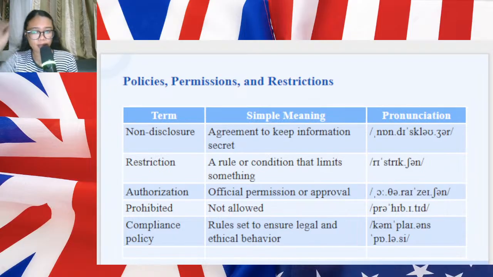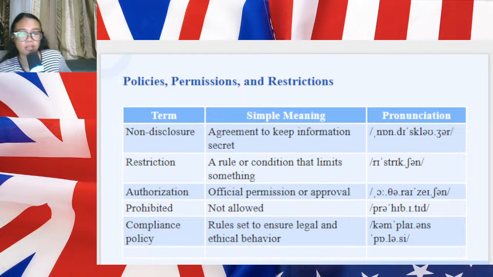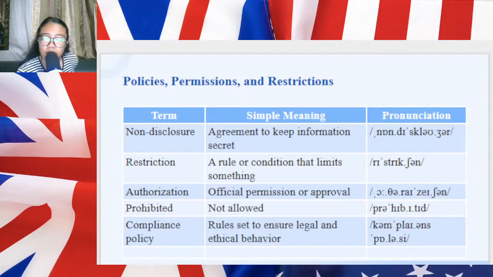Pronunciation-wise, authorization starts with O, short O sound, and then thor, which uses a voiceless TH sound and a schwa sound at the end, and then ray, which has a diphthong sound, A. And then another diphthong sound for the fourth syllable, zay, also the diphthong sound A. And then tion, shun. So this is authorization. Again, authorization.